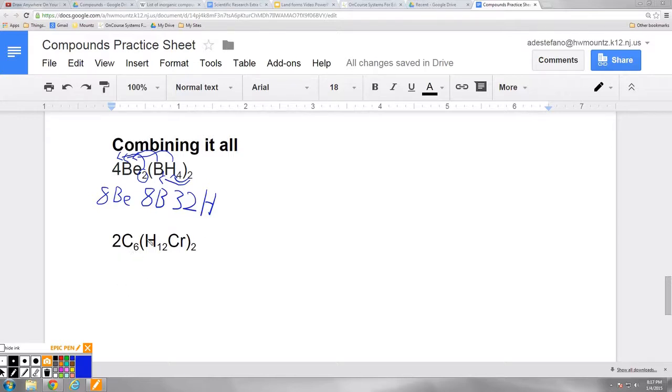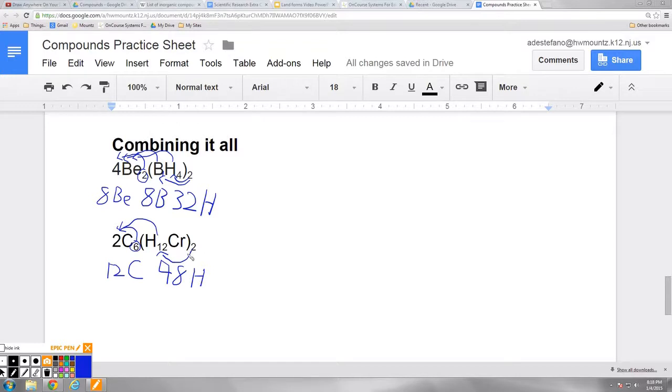Finally, we have a coefficient of 2 in this last molecule. Carbon has a subscript of 6. Multiply that by the 2 for a total of 12 carbons. Now inside the parentheses we have 12 hydrogens and a 2 outside, so 2 times 12 is 24. Multiplied by the 2 in front for a total of 48 hydrogens.